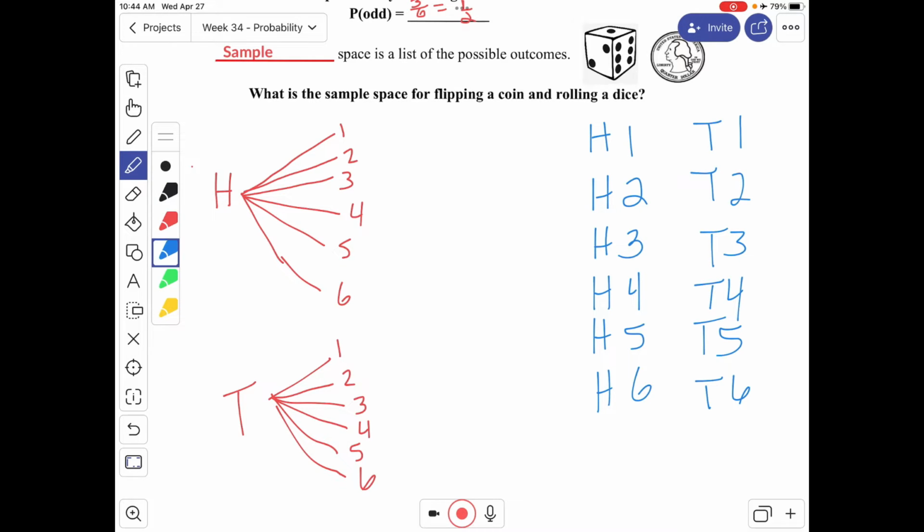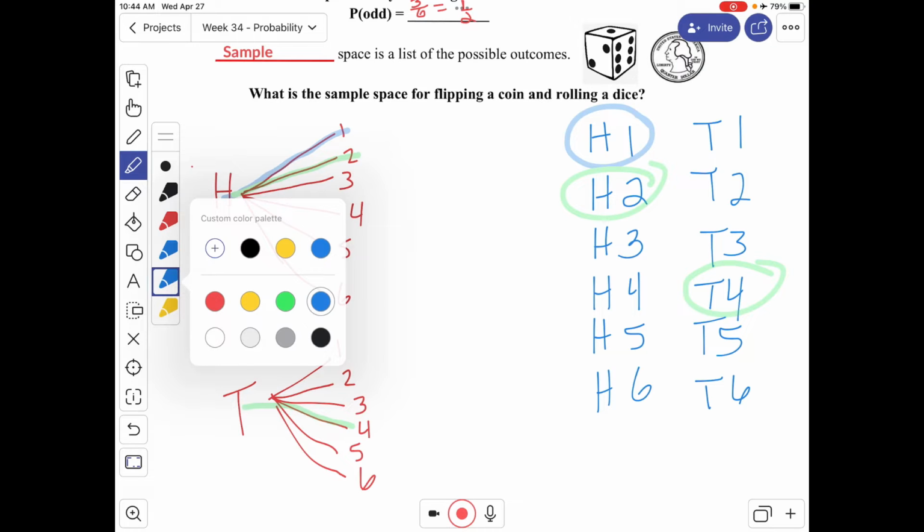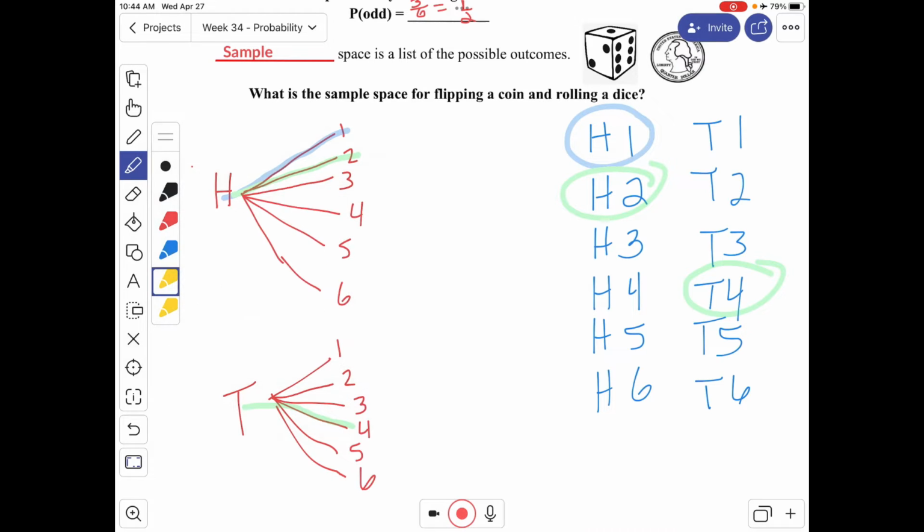So this little branch right here represents heads and then 1. This one represents heads and then 2. Just like if I trace this branch, that would be tails then 4. Or tails and 6. So each branch represents a different possibility.